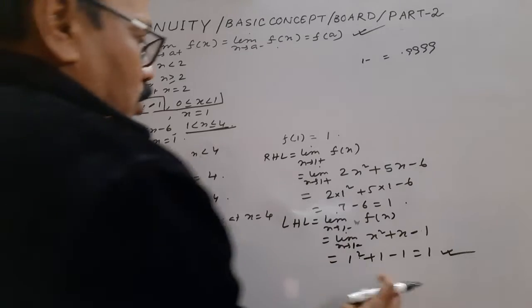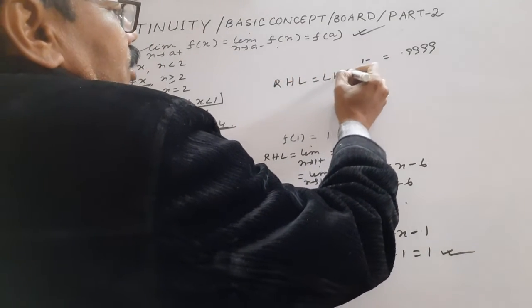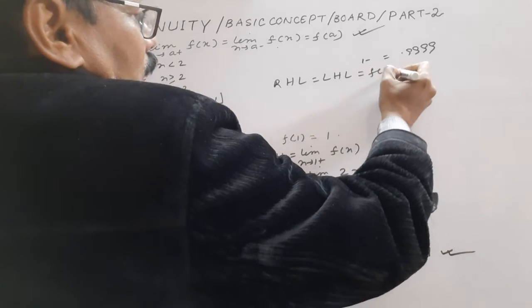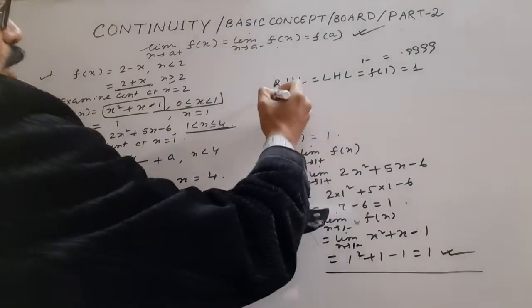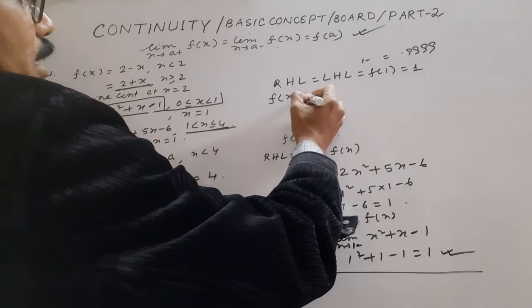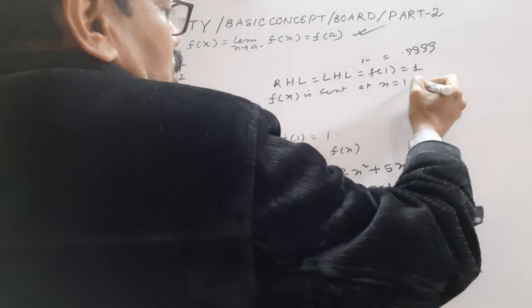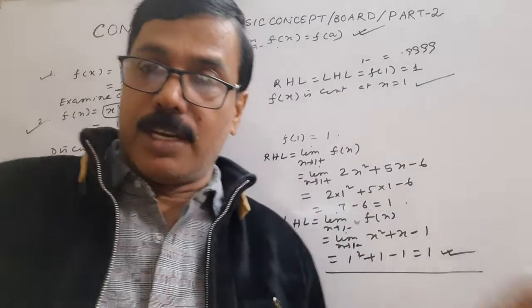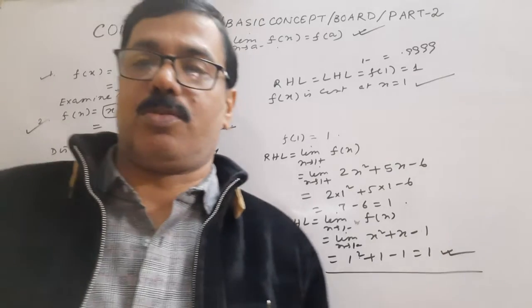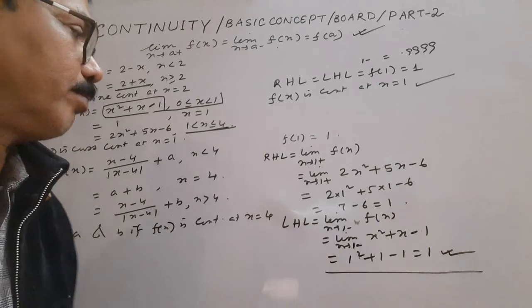So finally what we are getting? RHL equals LHL equals f(1) equals 1. All values are equal. So f(x) is continuous at x equals 1. Look, it is given greater than, less than, equal to. That is why we are using this definition.